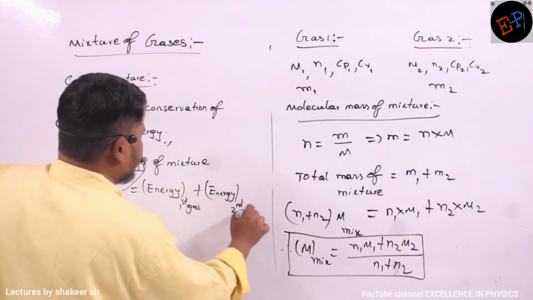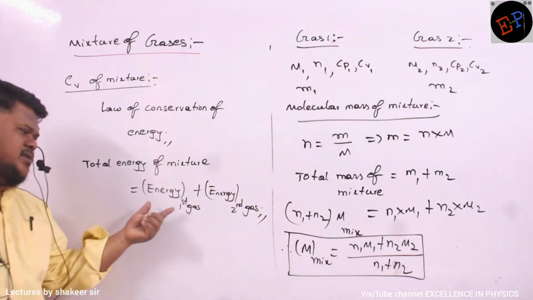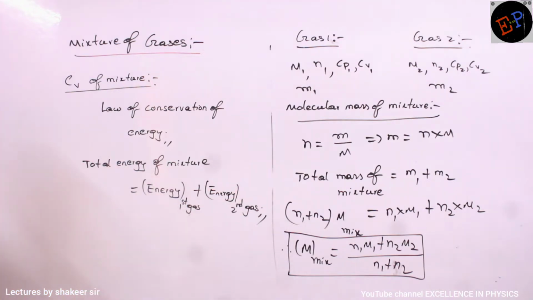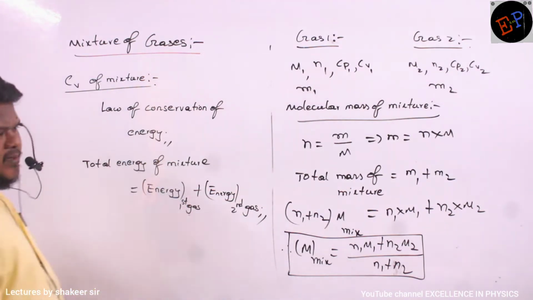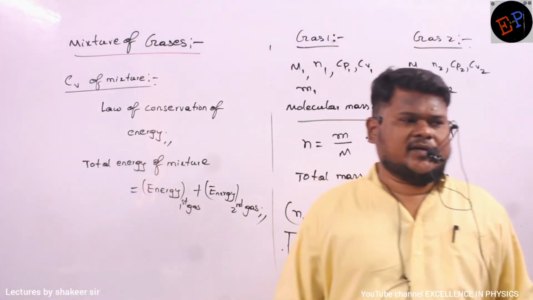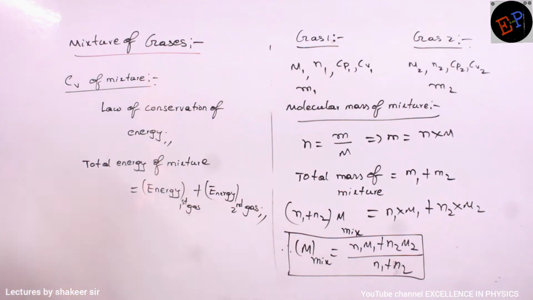Are you able to understand? Total energy of the mixture I can write like this. So it is just the addition of energy of first gas plus energy of second gas. Energy is nothing but internal energy of a gas. And yesterday we studied the formula for internal energy. What is the formula for internal energy?